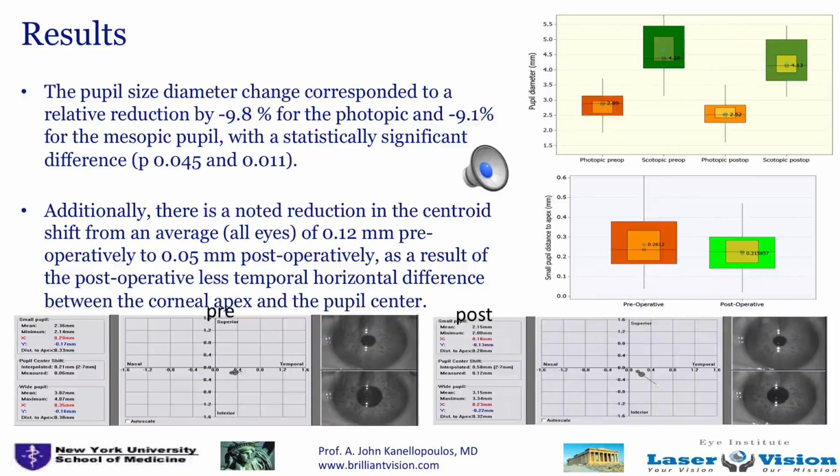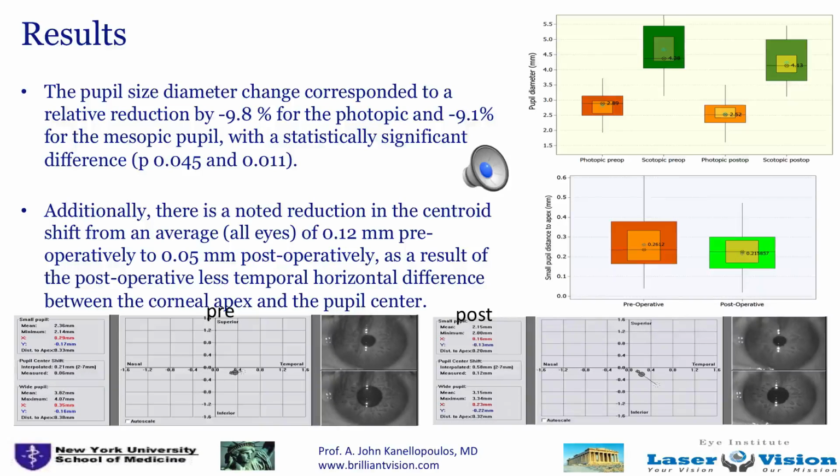So as a result, we found that the pupil size diameter change corresponded to a relative reduction of about 10% for the photopic and also 10% for the mesopic pupil. And we found that this difference before surgery and after surgery was statistically significant for both lighting conditions, with p-values of significance of 0.045 and 0.011 respectively.